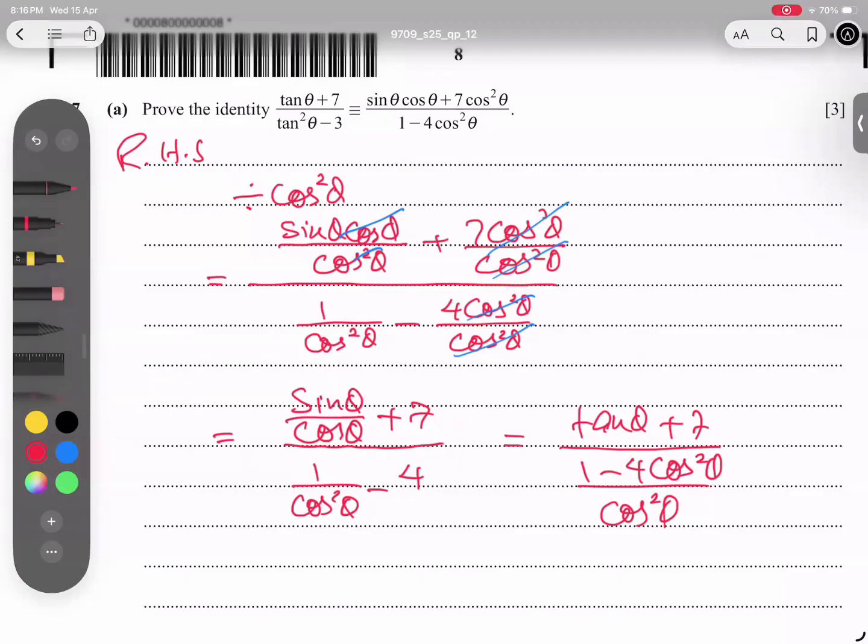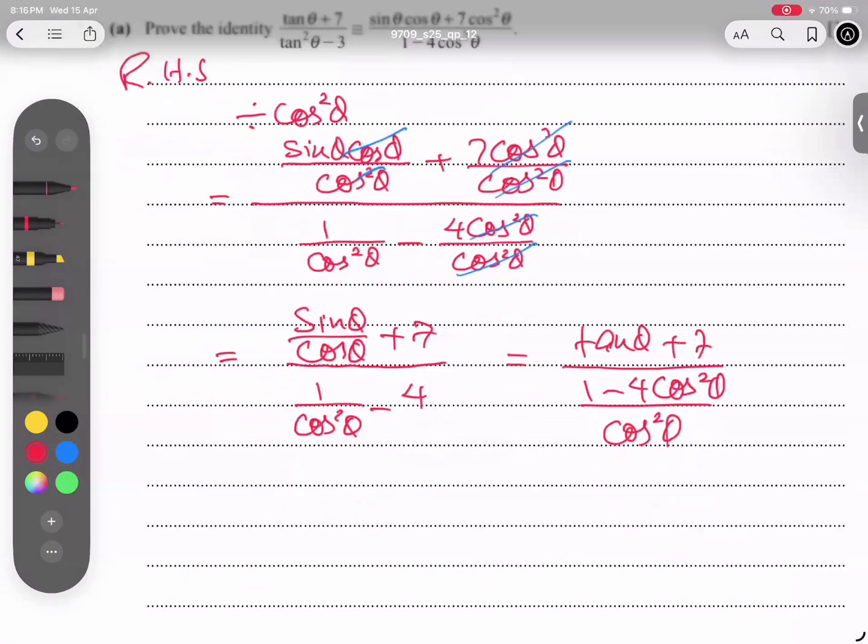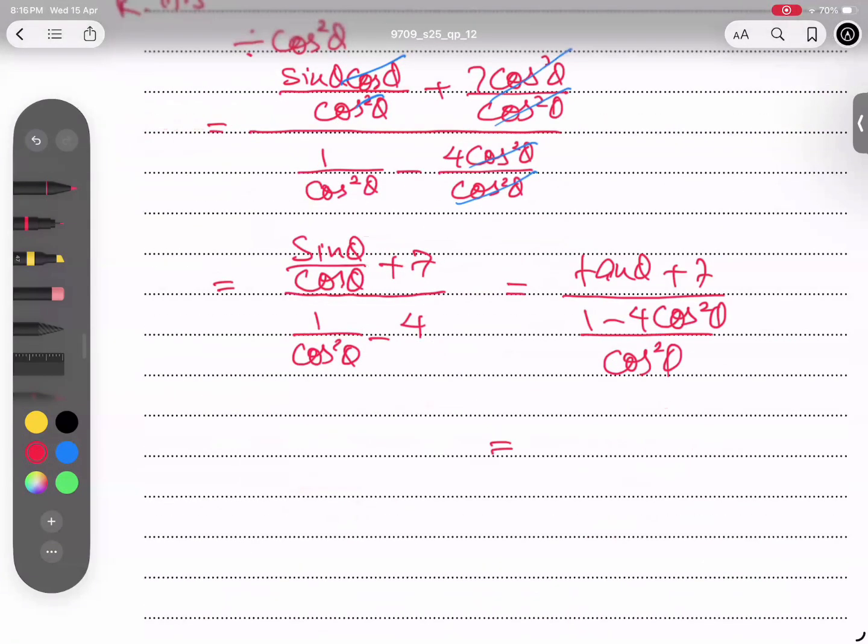Because we need tan, wait a minute, tan, 1 by cos. This cos square, this cos square, this cos square. Okay, we can continue from here. Check it, please. It is a little bit difficult for you here. Can you convert this 1? Yes, we can convert 1.